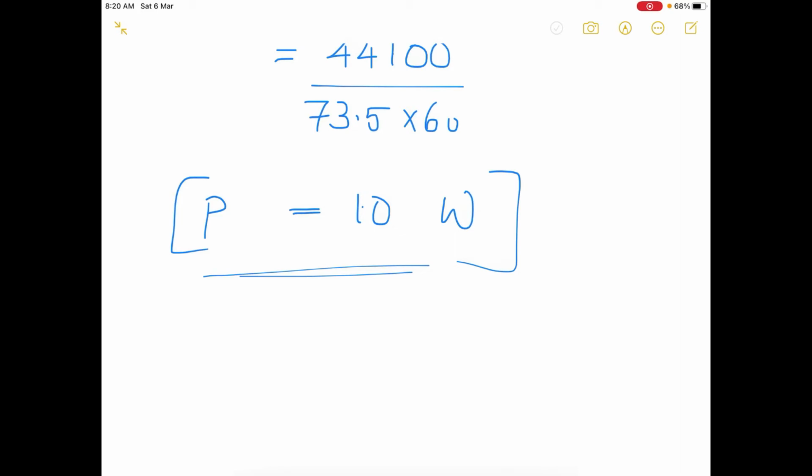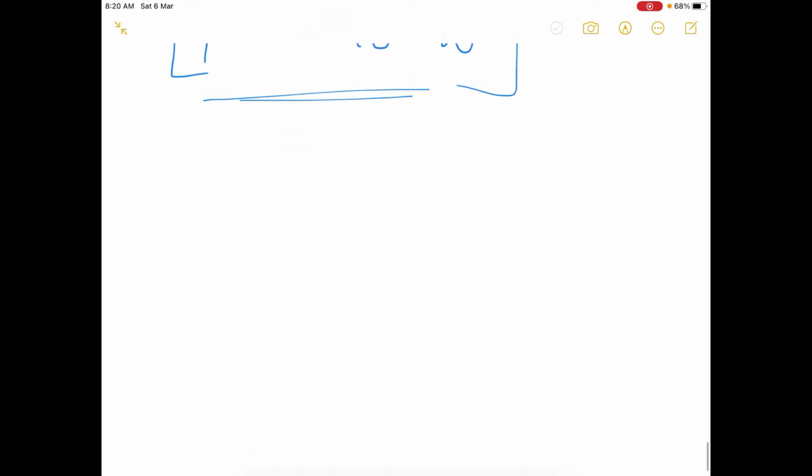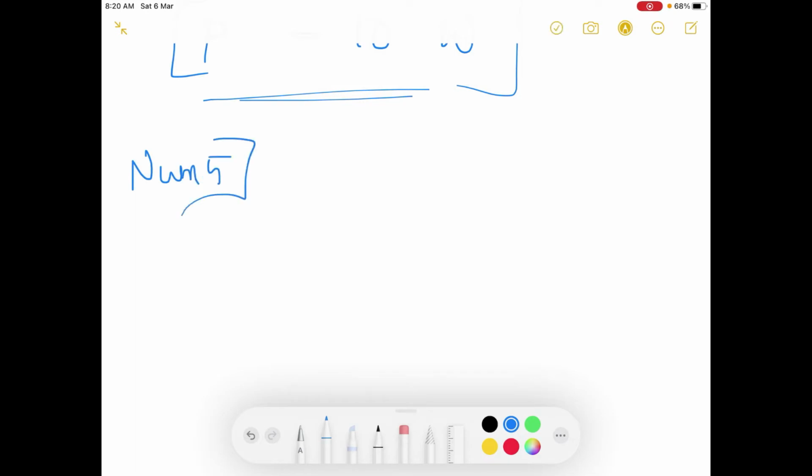Let's continue with question number 5. Numerical number 5. In an experiment, 17 gram of ice is used to bring down the temperature of 40 gram of water at 34 degrees Celsius to its freezing temperature.